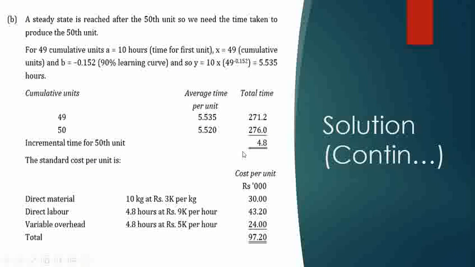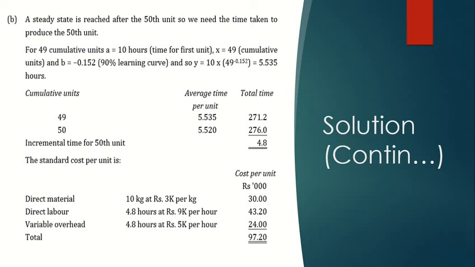You can see between this 49 and 50, the incremental units are 1. Here you can see between this 276 and 271.2, the incremental time is 4.8. So 4.8 hours required to produce our 50th unit. That you need to understand. So clearly, to produce this 50th unit you need 4.8 hours.